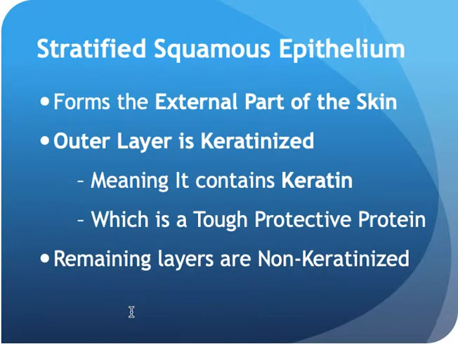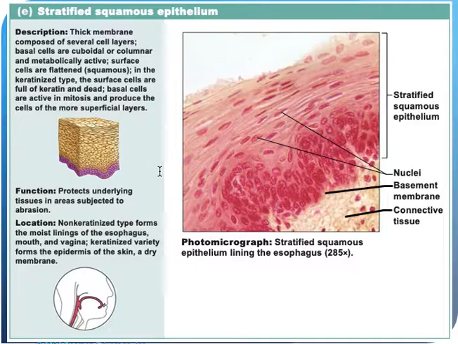Okay, so stratified squamous epithelium forms the external part of the skin. The outer layer is going to be keratinized, and again, we do a whole bunch of info on the skin in Chapter 5, but basically keratinized just means that it has this tough protective protein in there. And we'll look at keratin and melanin and all those things when we move into the other chapters. The remaining layers are non-keratinized, but I have this protective layer built into the skin. So here is a picture of my stratified squamous. So again, more than one layer makes it stratified, and then for squamous, I look at the top layer, and I can see that I have these squished little nuclei, okay?